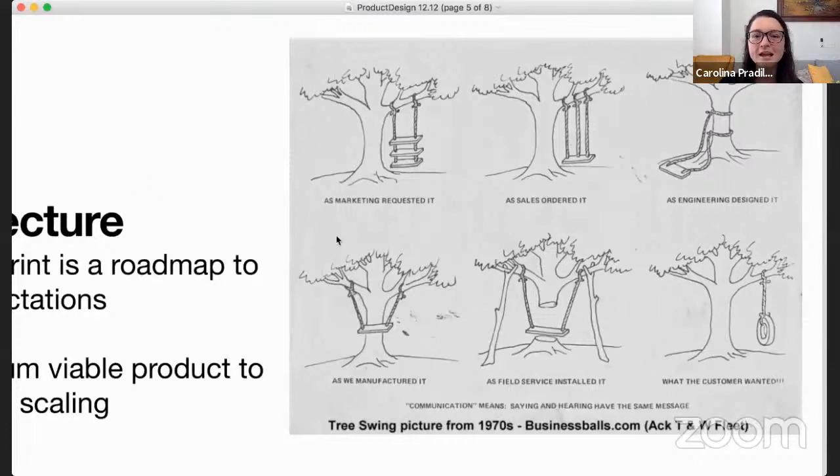So marketing has expectations, then sales pitch it in a different way, then the engineer gets a bit of the vision and sorts it out in a certain way. So you get the picture. Everybody gets a different expectation, and the customer just wanted something very straightforward and simple.